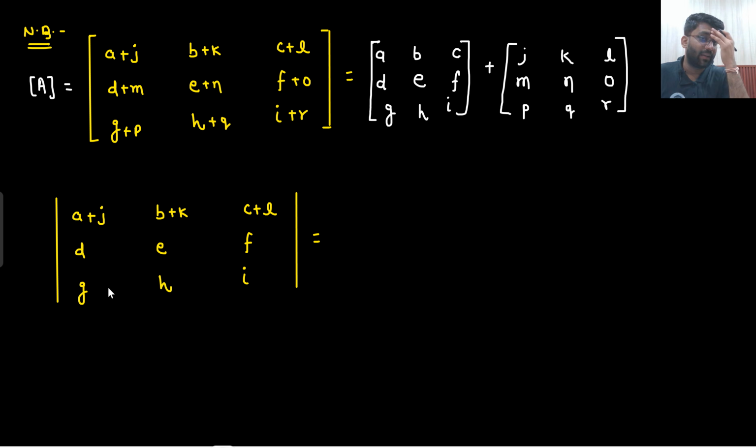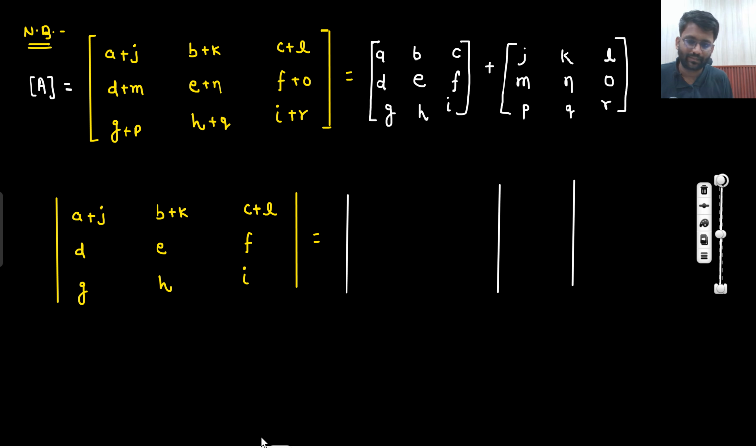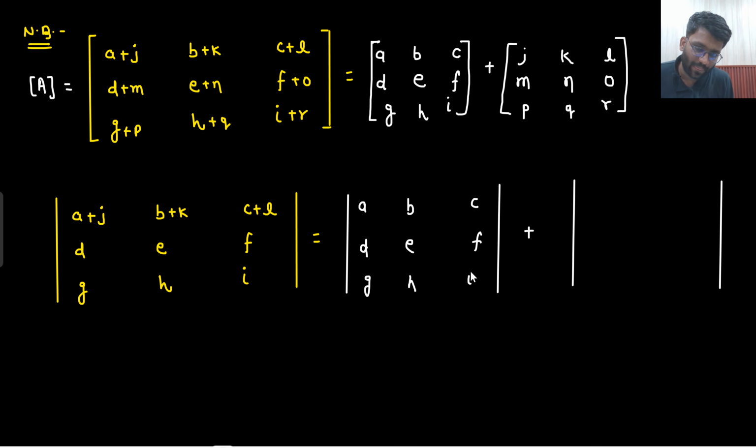In case of determinant, what really happens? It goes row wise. Basically, how will I break it down? I will break it down somewhat like this, into two determinants. So forget about J, K, L. If I only need to write down A, B, C, then this remains as it is, D, E, F, G, H, I. So A was added with J, so J. B was added with K, K. C was added with L, L. Then D, E, F, G, H, I.